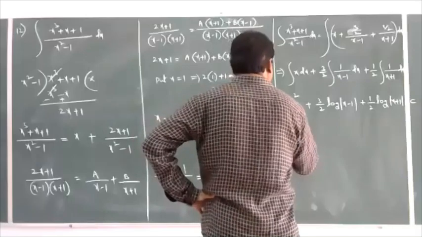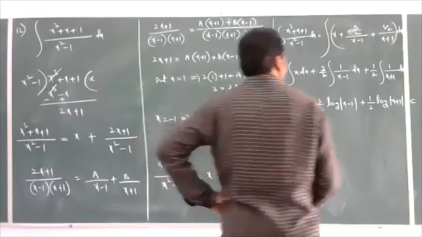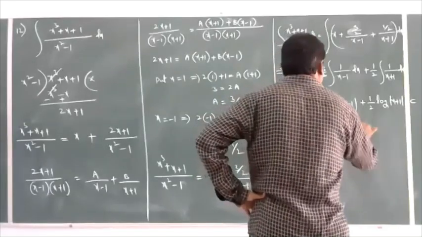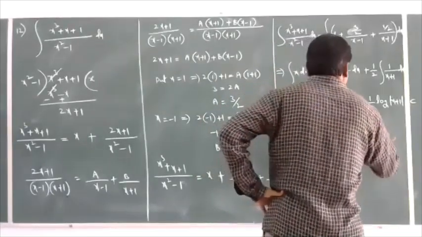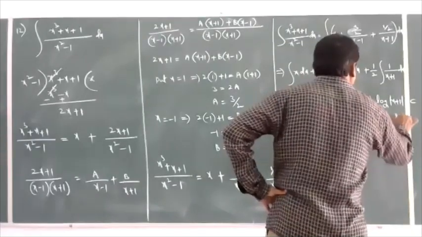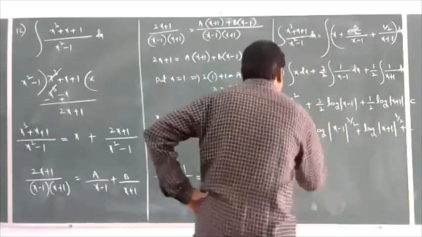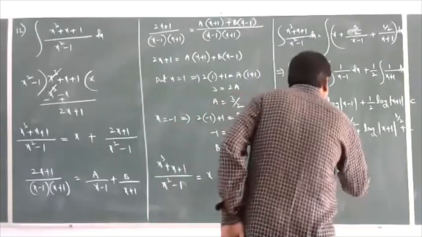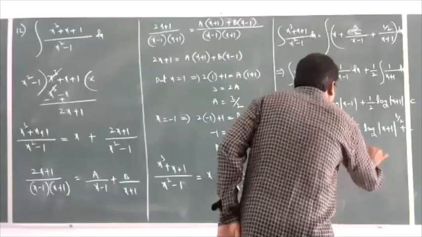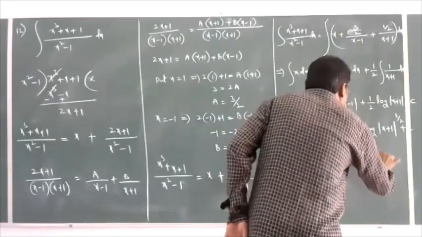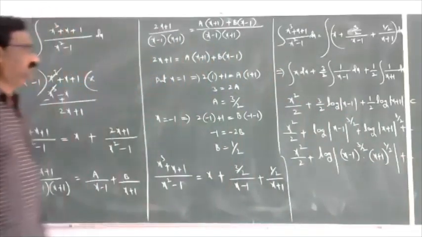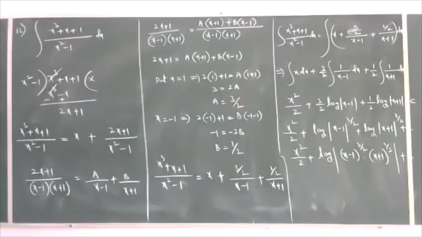This is x square by 2 plus log mod (x minus 1) whole power 3 by 2 plus log mod (x plus 1) whole power 1 by 2 plus c, that is x square by 2 plus log mod of (x minus 1) whole power 3 by 2 into (x plus 1) whole power 1 by 2 plus c. That's enough. To make a single term, log a plus log b is log ab.